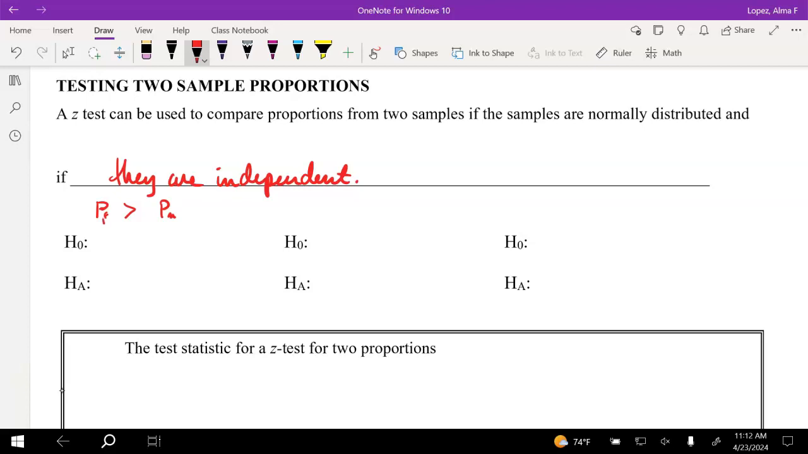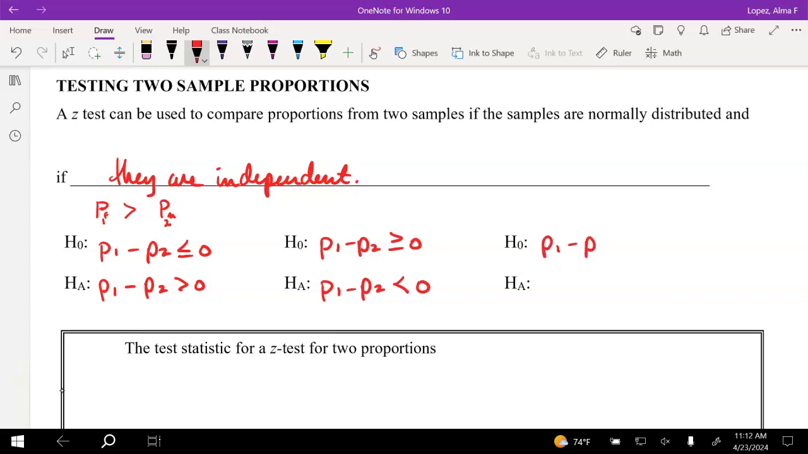Now, if this is sample 1, this is sample 2, you would move the P2 over to the other side. That, of course, would be the alternative. So you get P1 minus P2 is greater than 0, which means that the null would be that P1 minus P2 is less than or equal to 0. Likewise, you can have hypotheses of P1 minus P2 greater than or equal to 0 with the corresponding alternative P1 minus P2 less than 0. And of course, P1 minus P2 is equal to 0, and P1 minus P2 is not equal to 0.